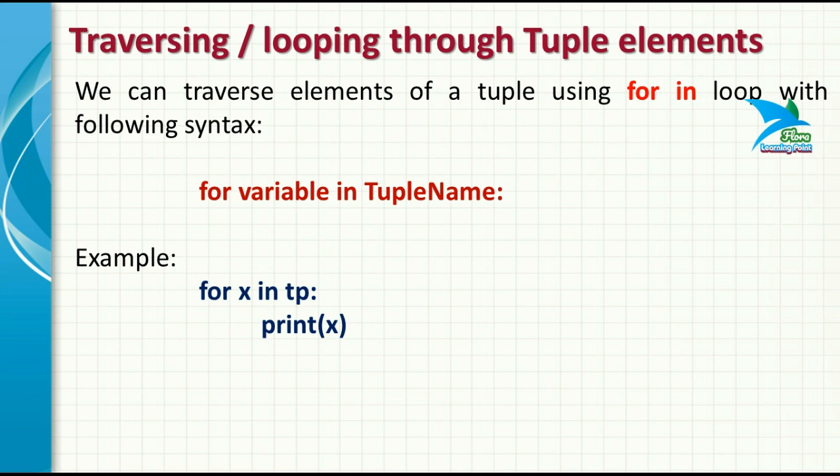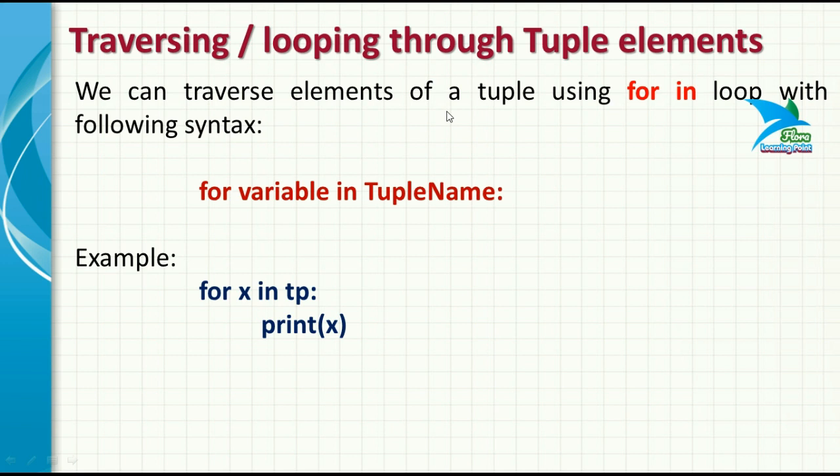After the creation of a tuple, we'll discuss how to traverse or loop through the elements of a tuple. We can traverse elements of a tuple using a for in loop with the following syntax. As we have done with other sequence types like dictionary, string and list, we can use the for in loop in the same way to traverse the elements of a tuple. You start the loop with for, then the variable name, then the in keyword, and then the name of the tuple.